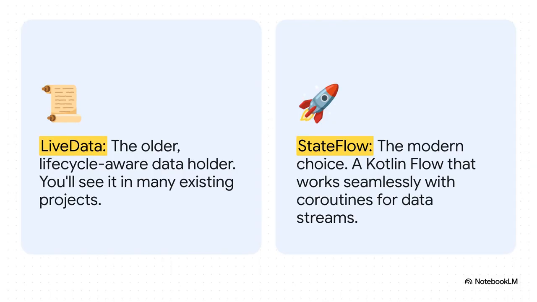Okay, so you've got the data. How do you actually get it to the UI? You need something to hold that data and let the UI observe it for changes. Now, if you look at older projects, you're going to see something called LiveData used everywhere. But the modern approach, the one that works perfectly with coroutines, is StateFlow. It's a part of a bigger thing called Kotlin Flow, which is designed for handling streams of data. Think live updates from a server or a database. The bottom line, for any new app you're building today, StateFlow is definitely the way to go.